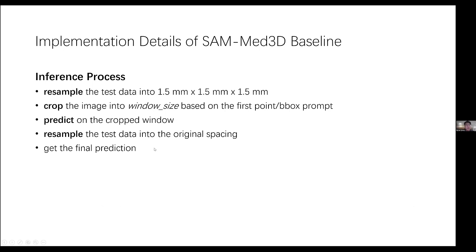After the training of our model on the provided data, the inference process can be summarized into 4 steps. First, we resample the test data into the target spacing we pre-train our model. Then we crop the image into the set sliding window size based on the first prompt. No matter if it's a point prompt or a bounding box, we just crop the window from the center.